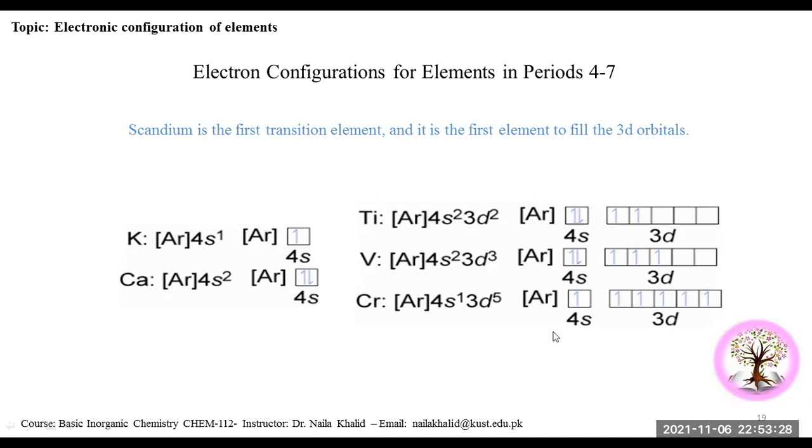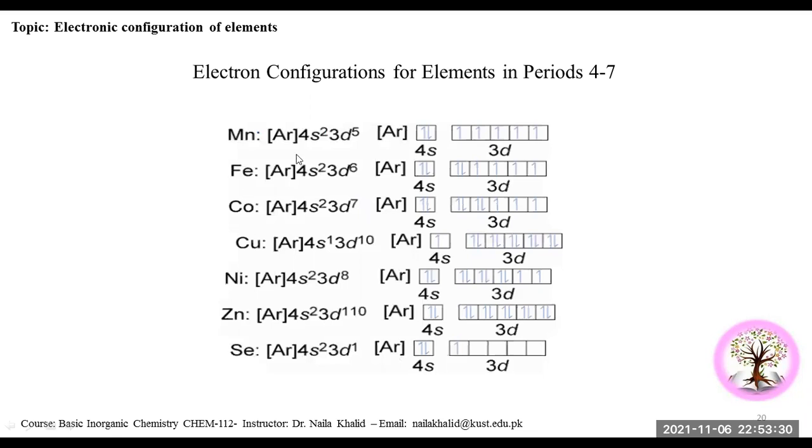So you can say the electronic configuration of the rest of the transition elements in this 3d series is manganese, here 4s2, 3d5, iron, cobalt, copper, nickel, zinc, and selenium. Sorry, it is scandium, Sc, scandium.